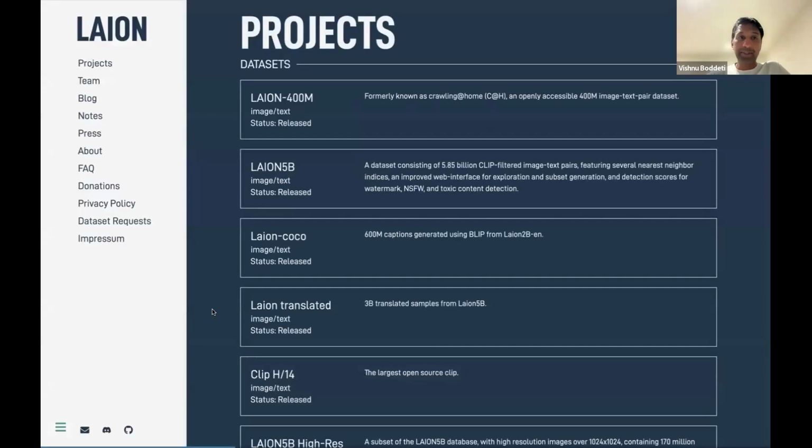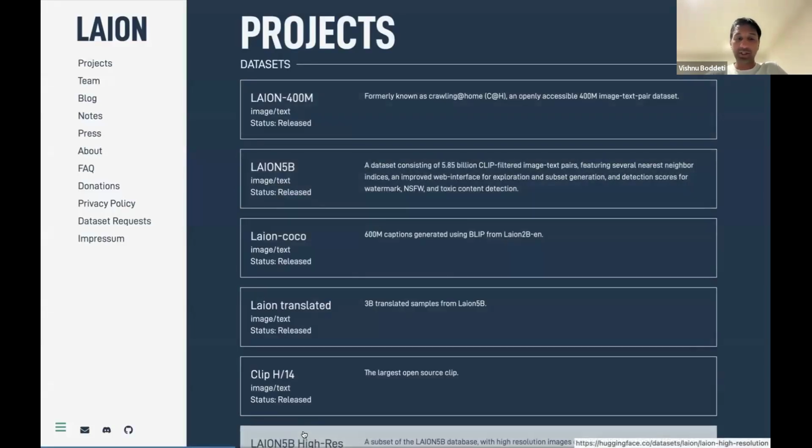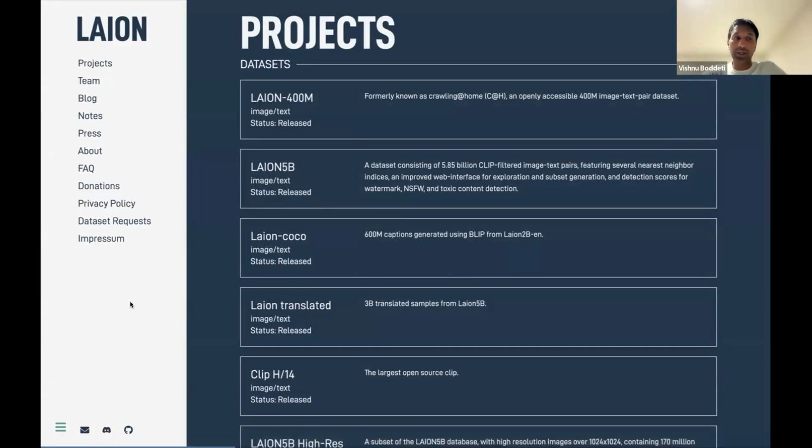So here's actually the LAION website, and they have a lot of data sets here, 400 million, 5 billion. There's a COCO translated text and so on. There's a high resolution version of it now and so on. If you're interested, you can check their website, and these data sets are freely available to download. So you can go and download them if you would like to. Of course, it will need a lot of storage, terabytes of storage, but you sure can download these things very easily.